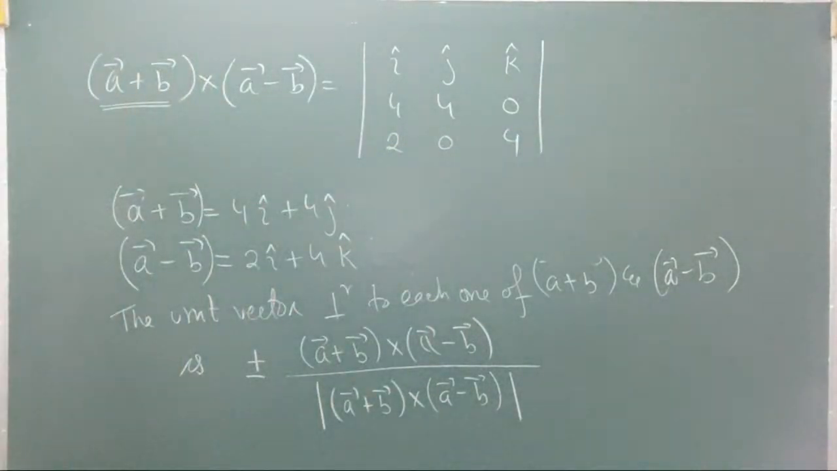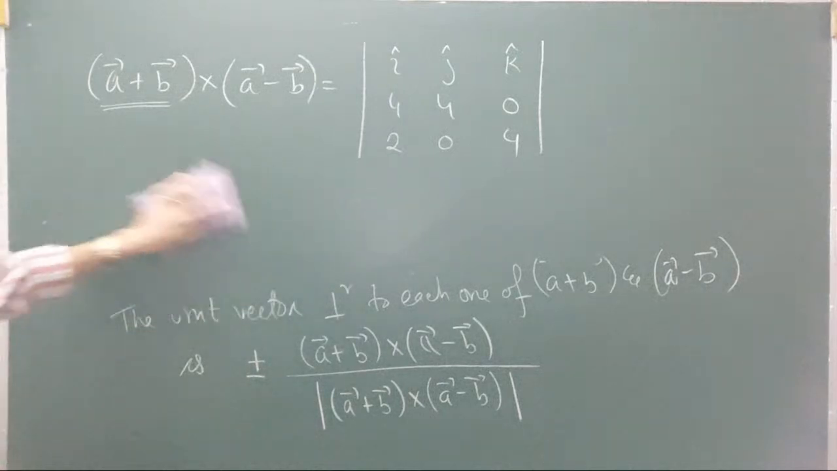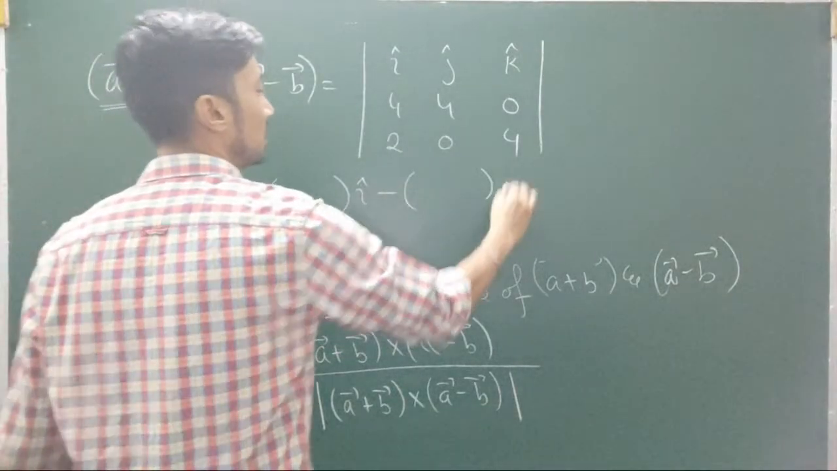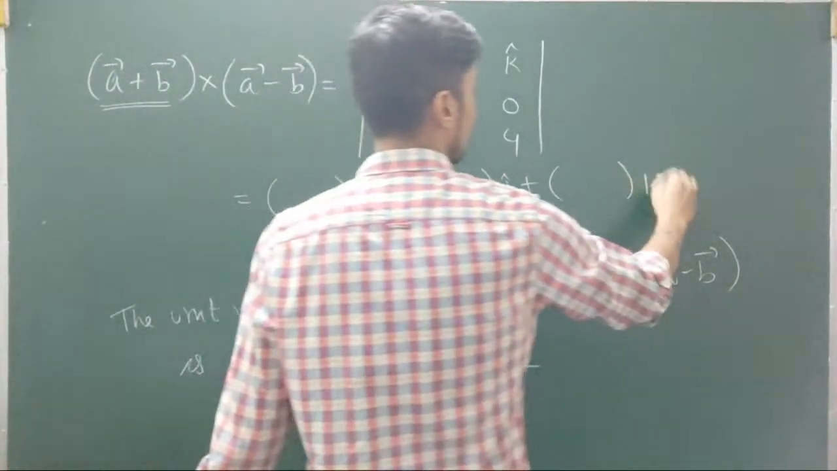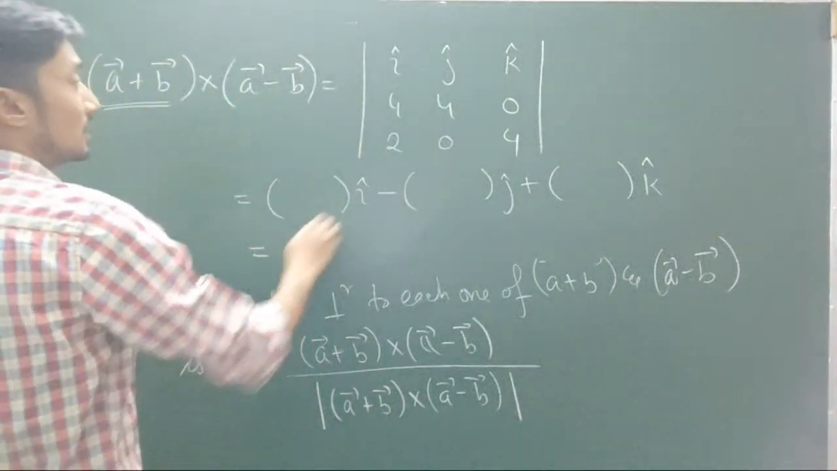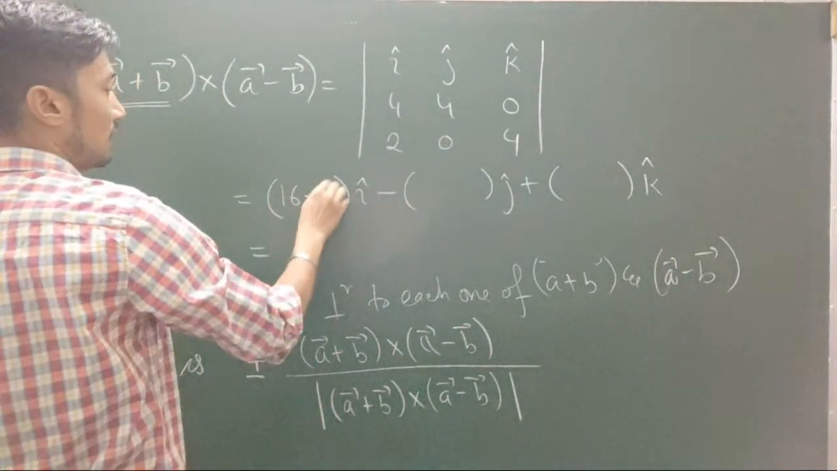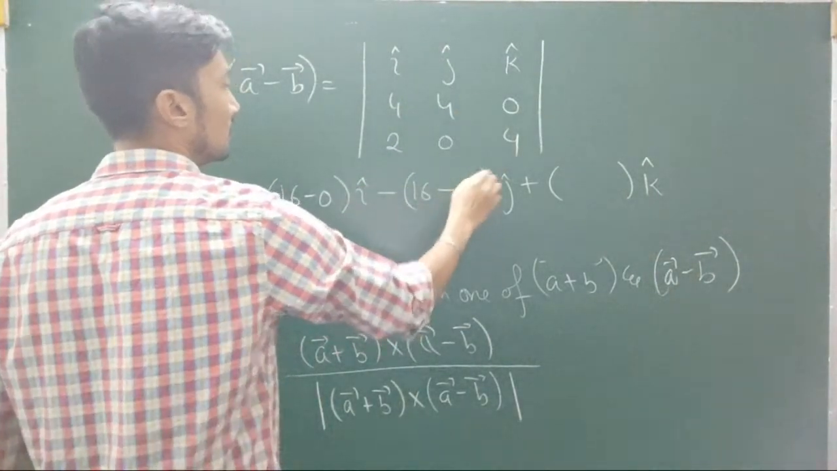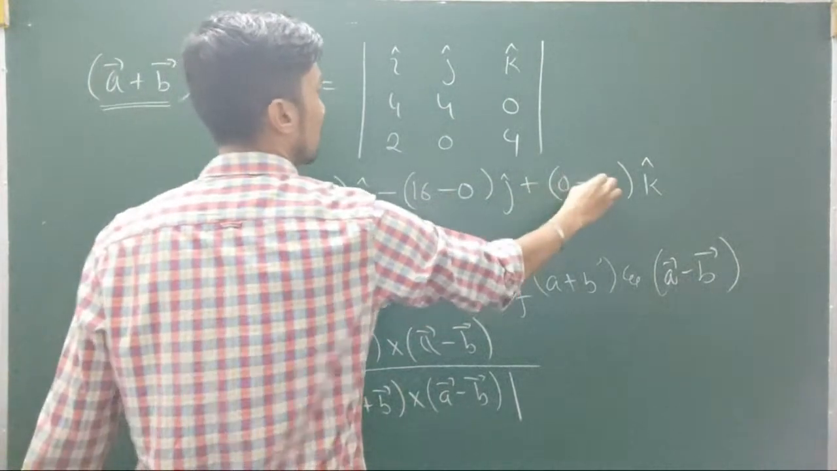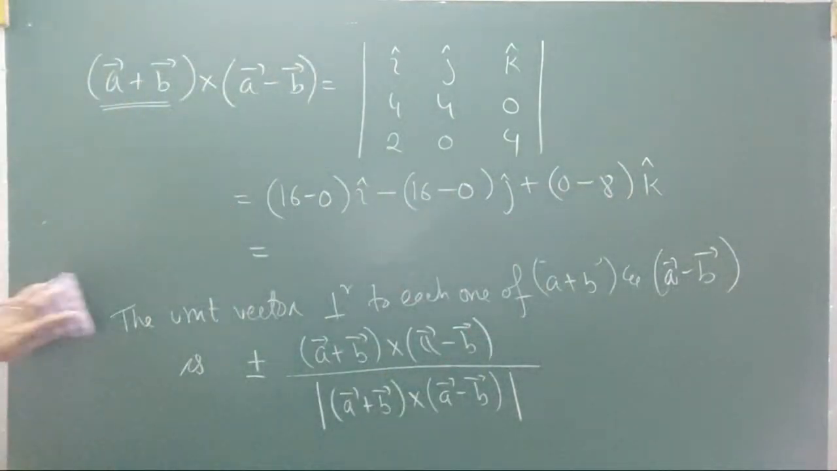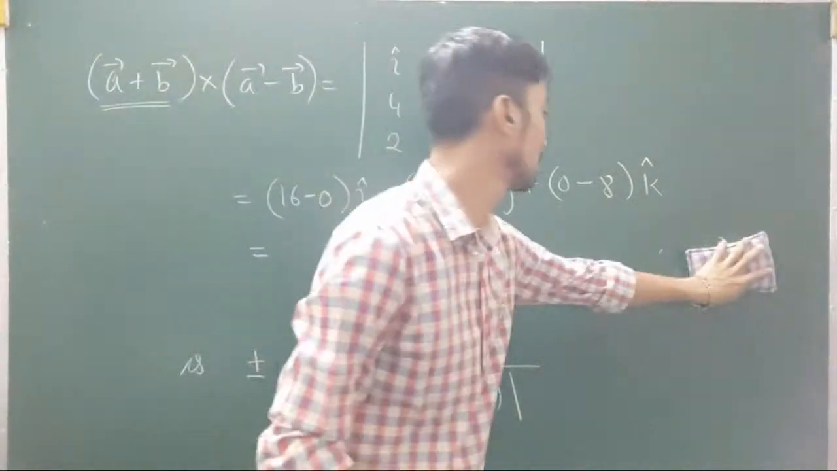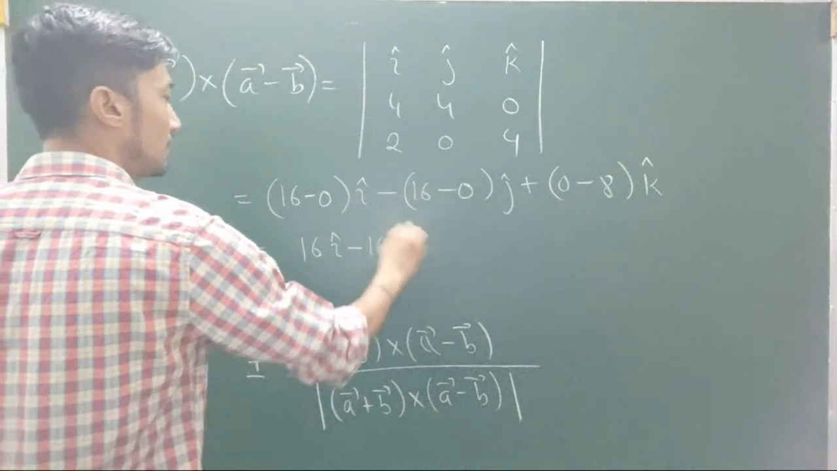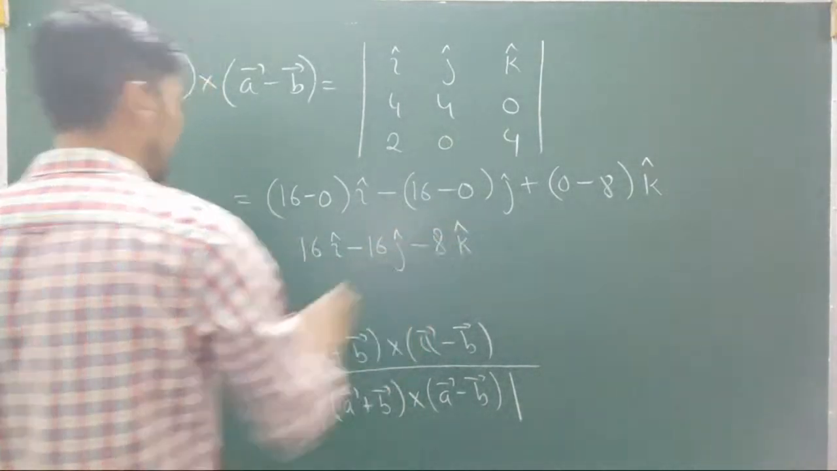I think we will not need this now. So let's get this vector, that is, again write down i minus, always prepare like this. I used to do it like that so that I can avoid mistakes. So 4 4s are 16 minus 0. This one again, 4 4s are 16 minus 0. This one, 4 zeros are 0 minus 4 2s are 8. So that is 16i minus 16j minus 8k.